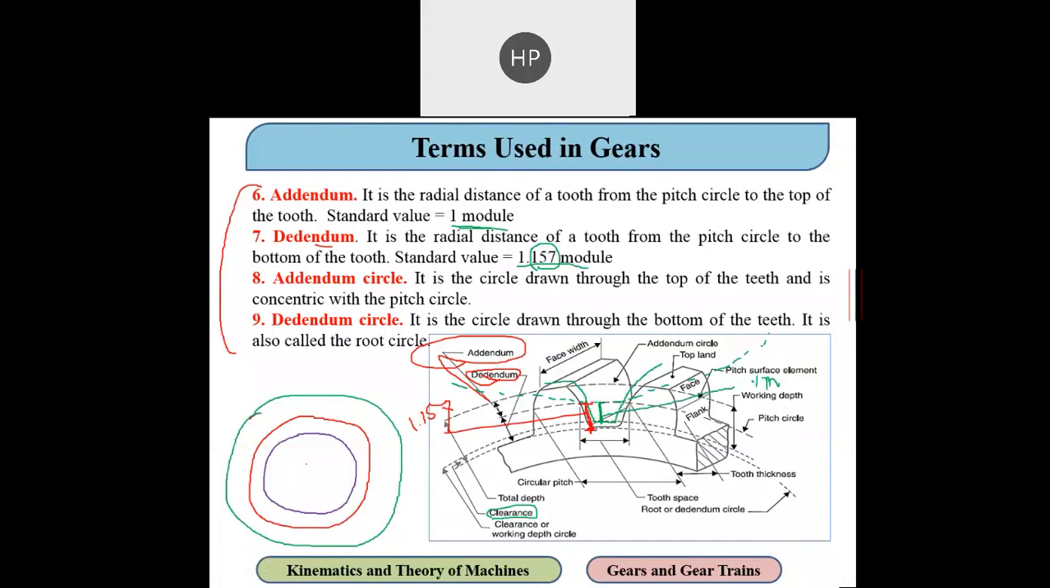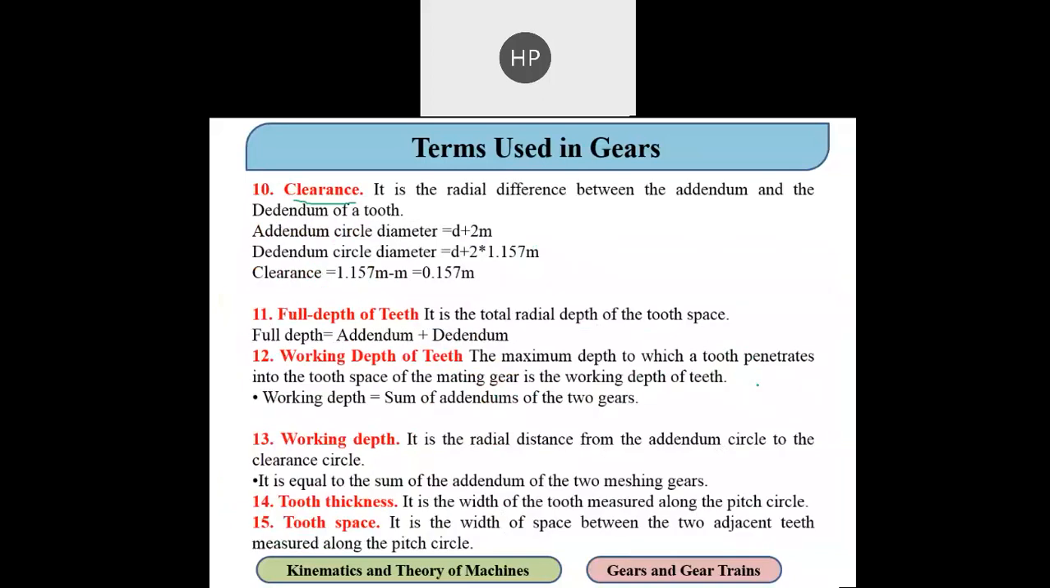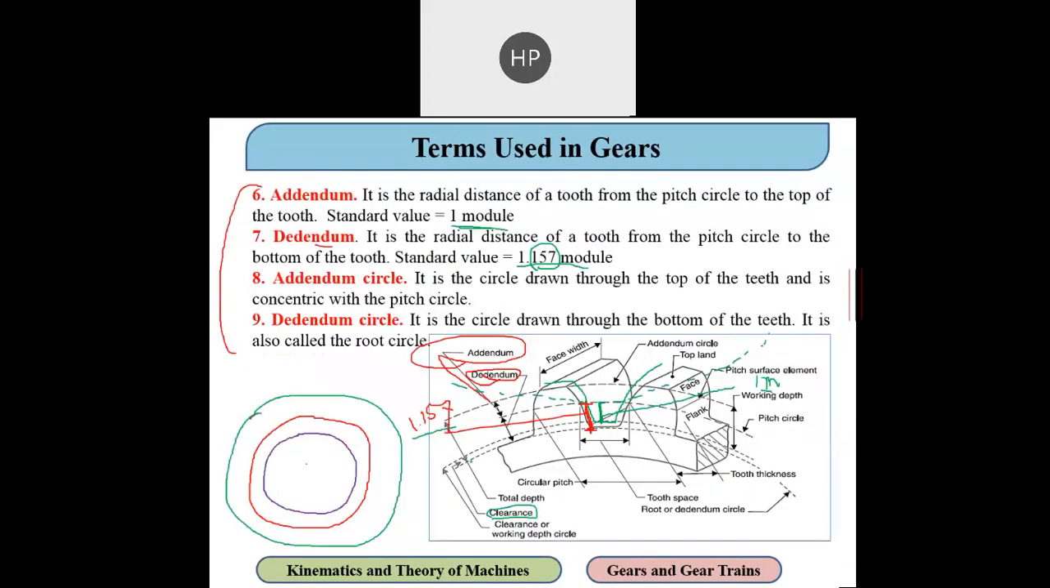So we have two values. This red value will be 1.157, while this addendum of gear 2 will be 1 module. So we have a difference of 0.157. Why? Because, as you see here, we have the difference of 1.157 minus 1. So we have the difference of 0.157. So that is the clearance, and this clearance will be specified over here. So that's why this clearance comes into the picture.